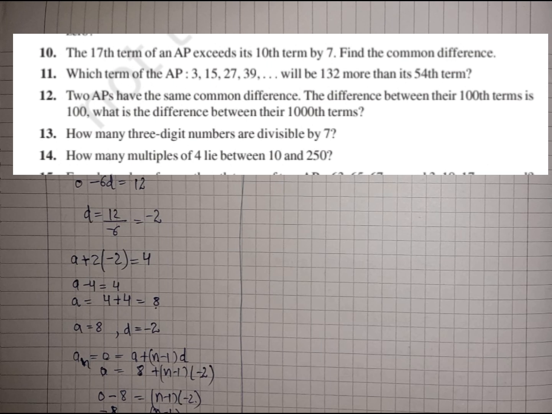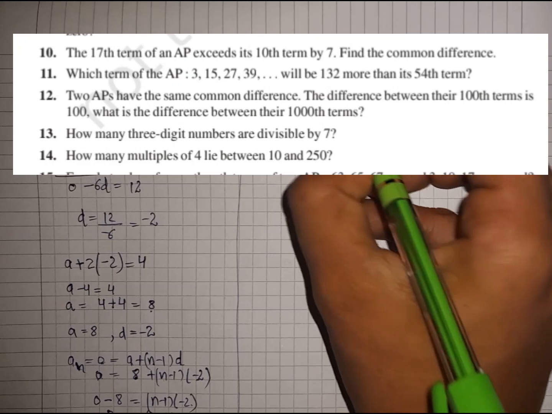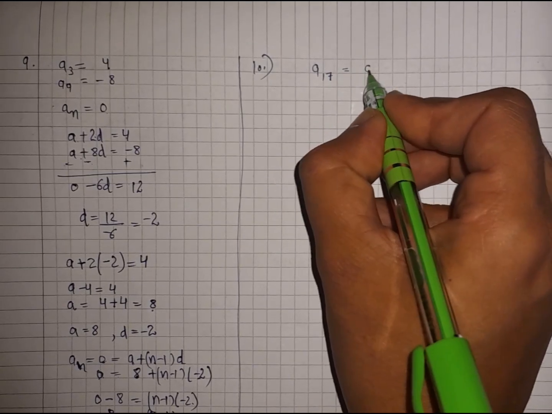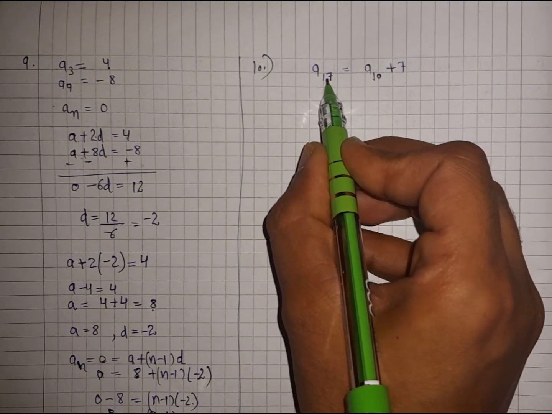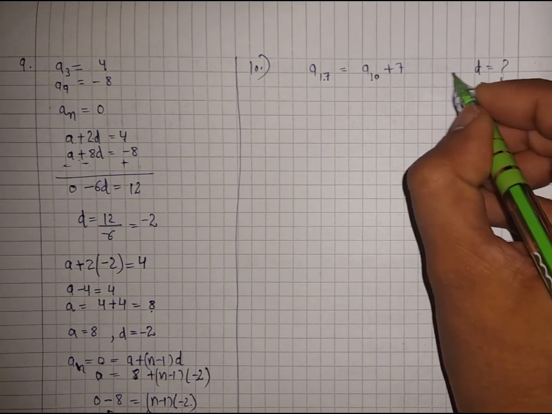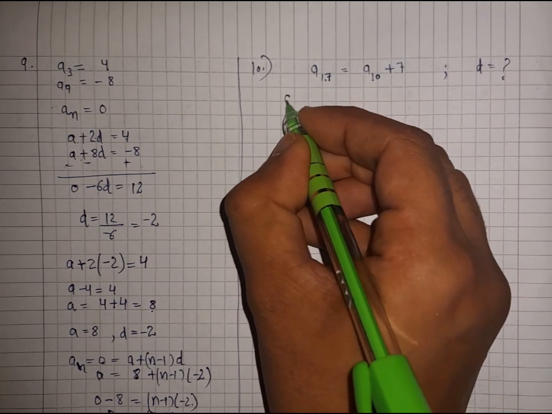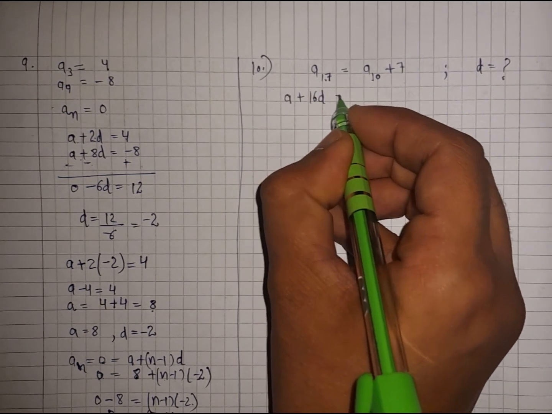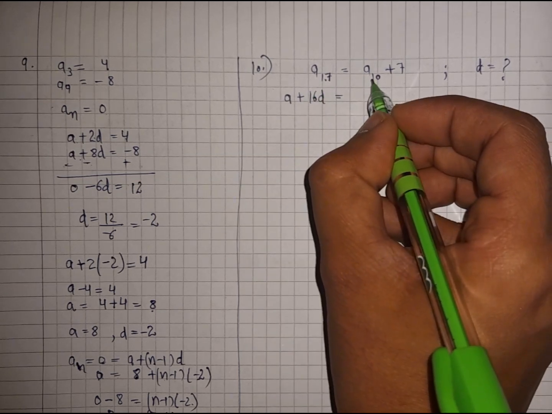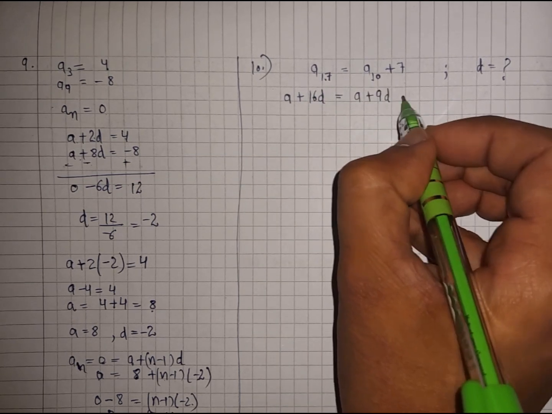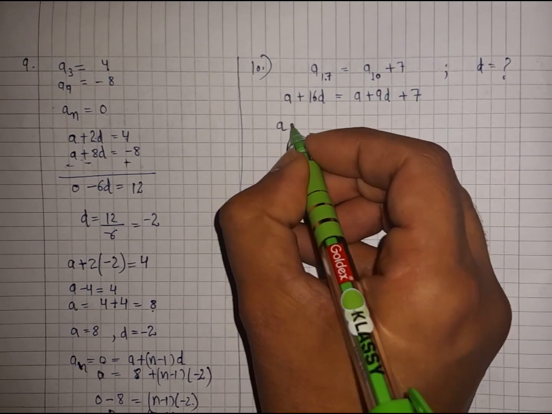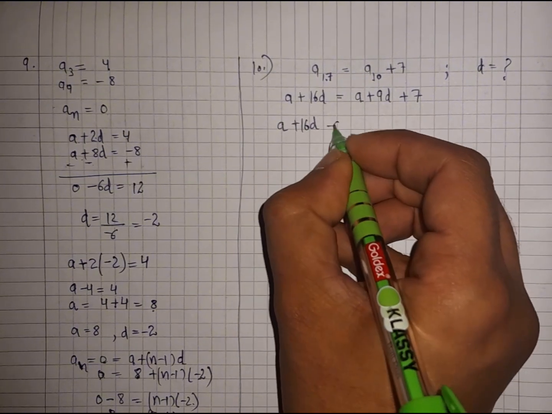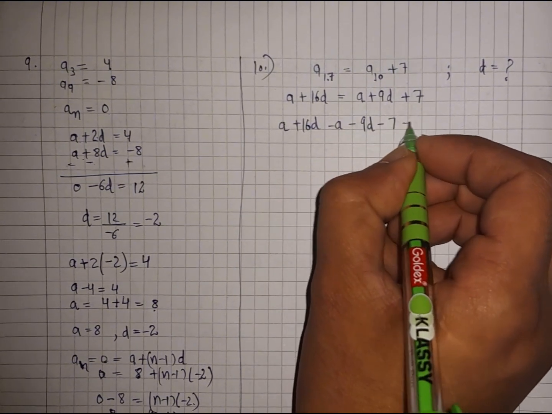10th question. The 17th term of an AP exceeds its 10th term by 7. Find the common difference. Now, it's given that the 17th term exceeds its 10th term by 7. That is, after adding 7 to the 10th term, we will get the 17th term. We need to find the difference d. So a17 = a + 16d by the nth term formula, and a10 = a + 9d, plus 7 as it is. After taking all the terms to the left hand side, we will get a + 16d minus a minus 9d minus 7 = 0.